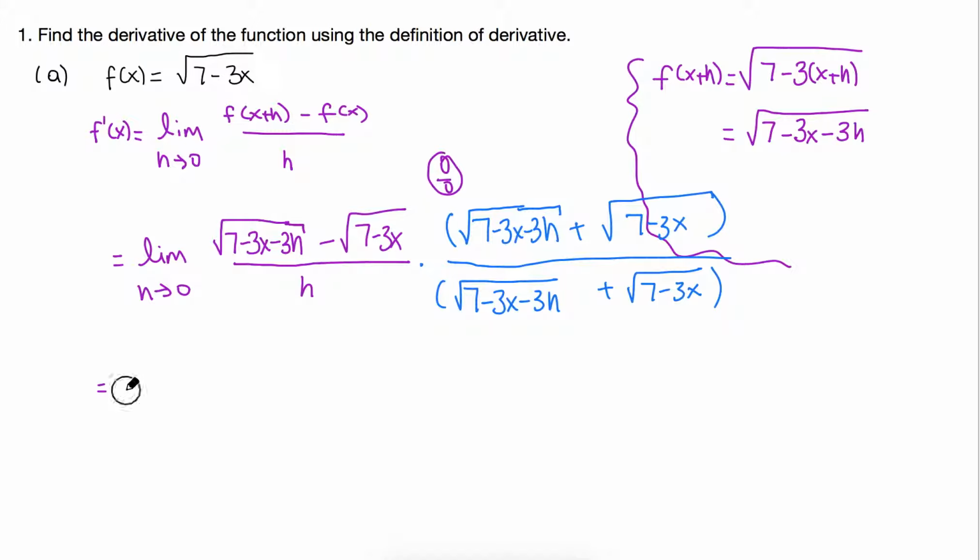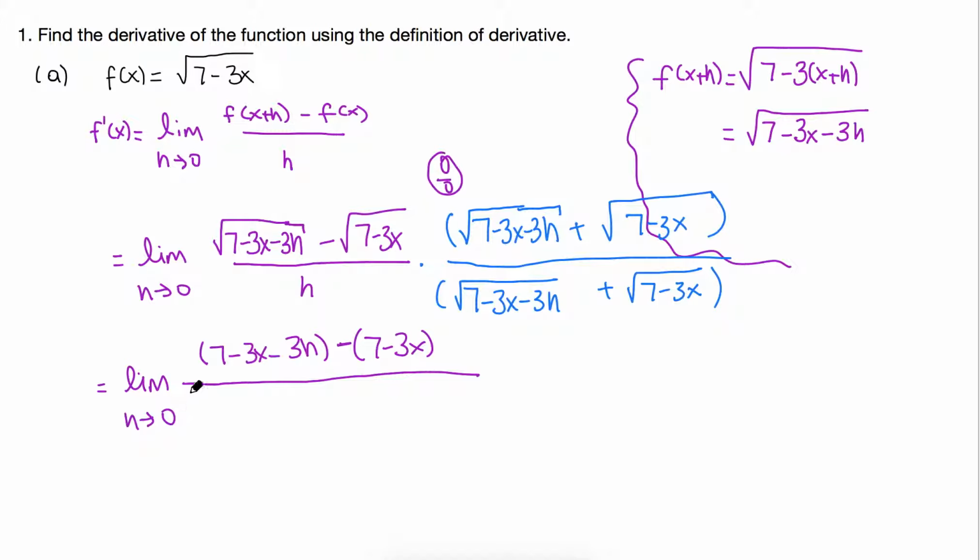Once we do the multiplication here, in the numerator we should have the first radical squared, which is the remaining expression, 7 minus 3x minus 3h, minus the second radical squared, which will give us 7 minus 3x. In the denominator, we'll leave it as a product. So that's h times the square root of 7 minus 3x minus 3h plus the square root of 7 minus 3x.